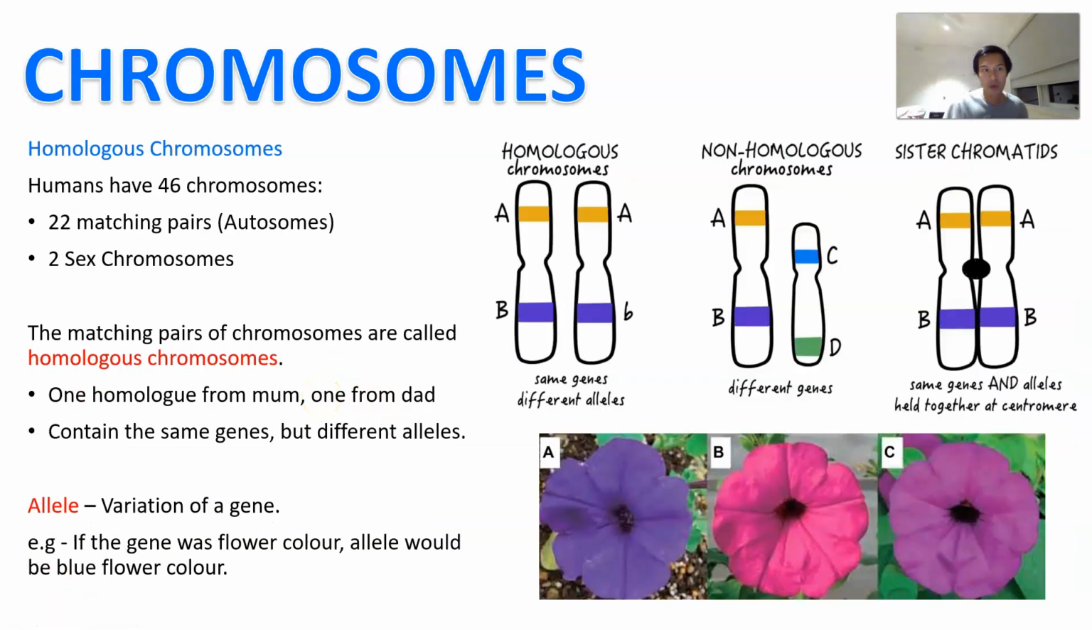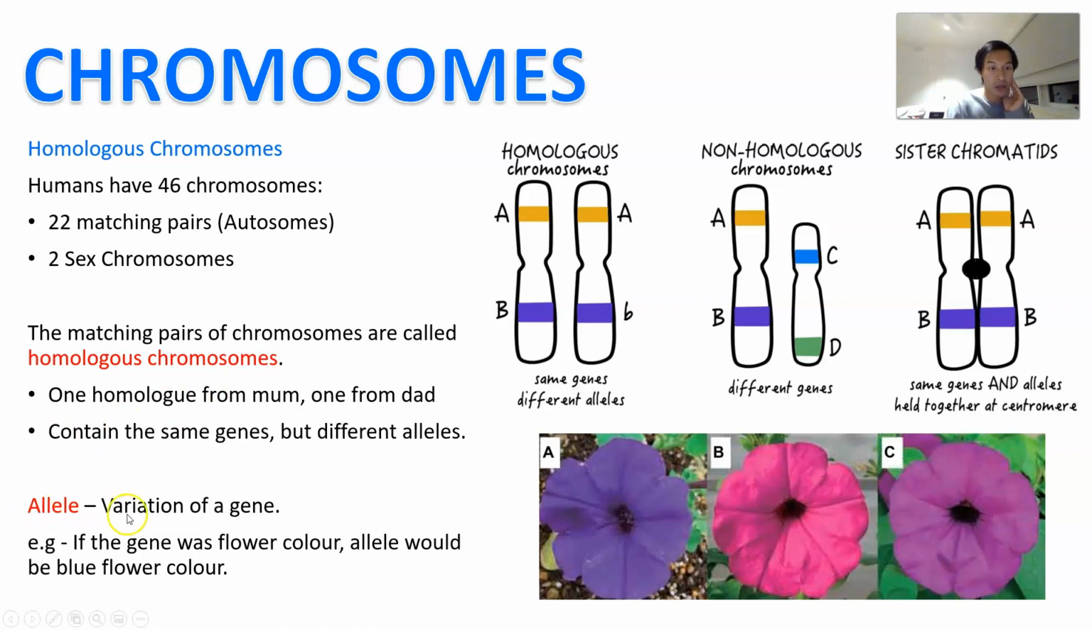Now, when you number the chromosomes off, you're also going to find that of the 46 human chromosomes that we have, 22 of them are actually matching pairs. So 44 out of 46 chromosomes are matched in pairs, and then you have 2 sex chromosomes, okay? The matching pairs of chromosomes are what we call homologous chromosomes. They are called homologous because you have one homologue from your mum and one homologue from your dad, and they contain the same genes but different alleles of the genes, okay?